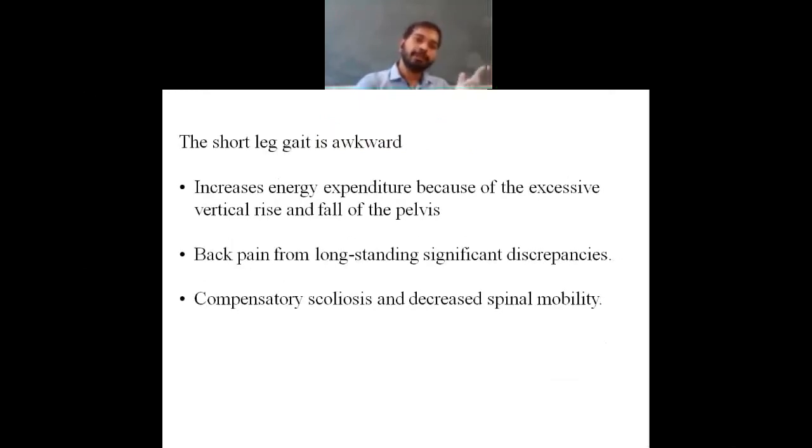So what will happen? The short leg gait is awkward. Why? Because it increases energy expenditure because of the excessive vertical rise and fall of the pelvis. Yes or no? Obviously, energy expenditure will be more. I'll show you one diagram, actually I have added it, at last. I'll show you how the energy expenditure will be more. Okay, let me tell you otherwise.